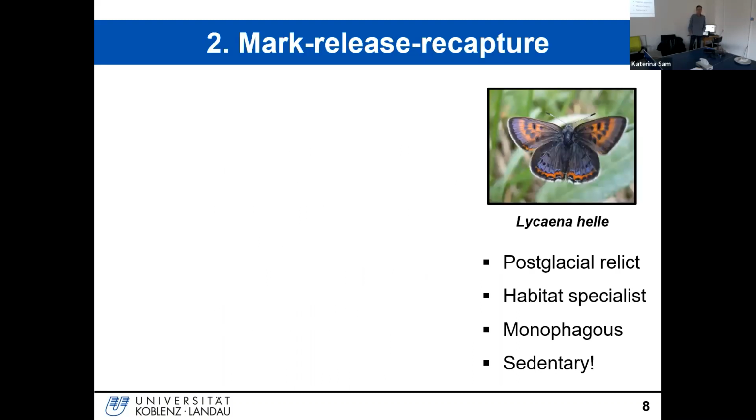So let me start with mark-recapture studies, and I did it with this beautiful butterfly, the violet copper. It's a post-glacial relic species in Central Europe. I don't know whether you have it anymore in the Czech Republic. As far as I know, it's gone, right? It's a habitat specialist. It's monophagous, just one plant it can use, and it's considered to be extremely sedentary.